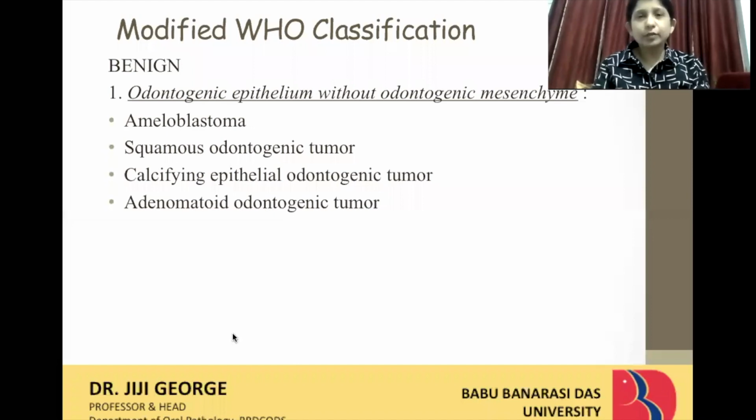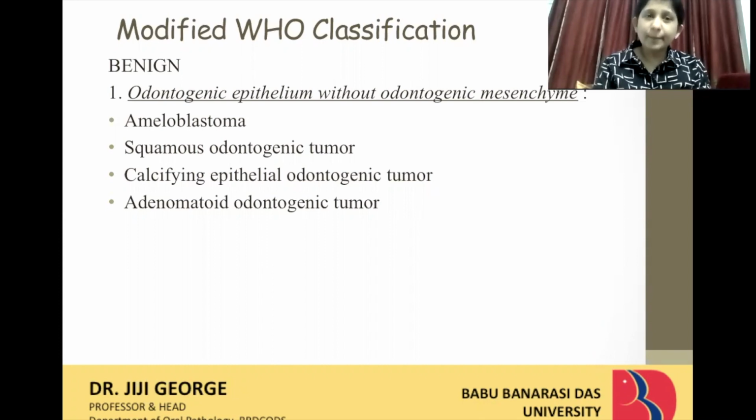Now, before going into the details of each of these lesions, I would want you to understand the classification of odontogenic tumors by WHO. WHO's classification was modified several times, and we now consider benign odontogenic epithelial tumors in the category where odontogenic epithelium without odontogenic mesenchyme is involved. So, four lesions come under that category. The first one is ameloblastoma. The second one is squamous odontogenic tumor, calcifying epithelial odontogenic tumor, and adenomatoid odontogenic tumor.